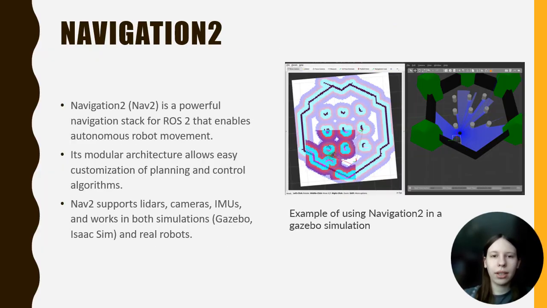Navigation 2, Nav2, is a powerful navigation stack for ROS2, designed for autonomous movement of mobile robots. Nav2 is based on a modular principle where each component is responsible for a specific part of the navigation process. The system processes a robot's current position, map data, and target destination to generate a safe and efficient movement plan.